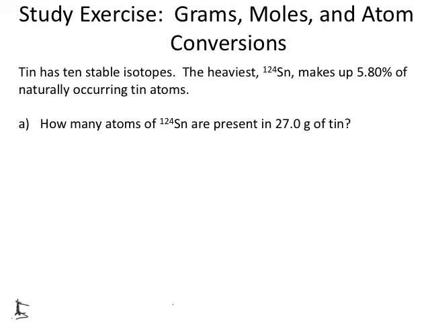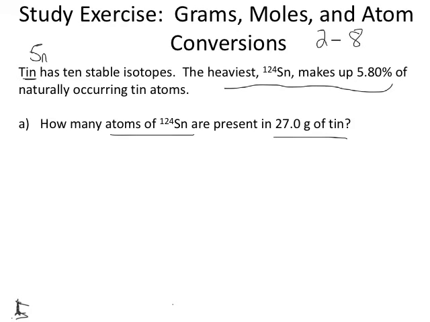Okay, this is chapter 2, recitation problem 8. And the question is asking how many atoms of tin 124, isotope 124, are present in 27.0 grams of tin. This is kind of interesting. Tin, if I look on the periodic table, I see that its symbol is Sn. It has 10 stable isotopes. That's a lot of isotopes. And the one we're interested in is the heaviest, that makes up 5.80% of naturally occurring tin atoms.